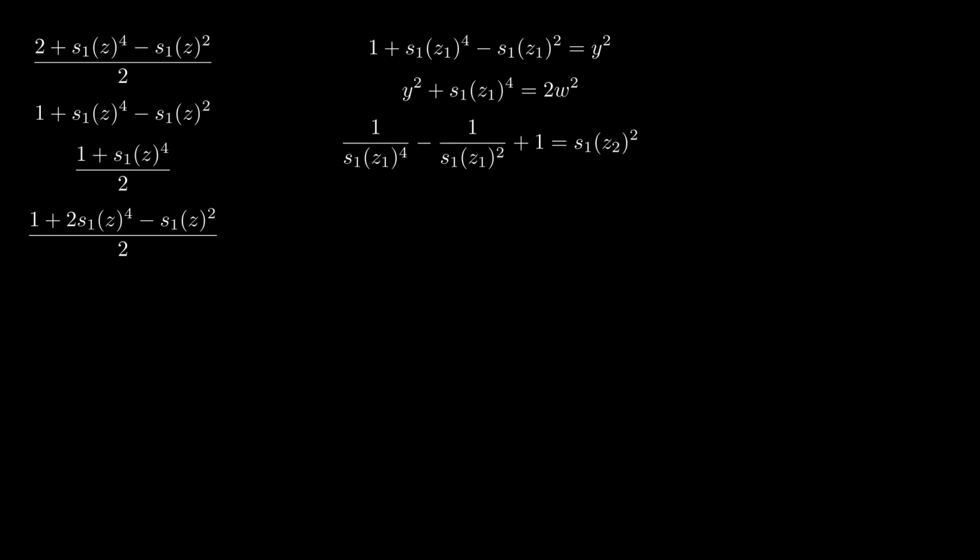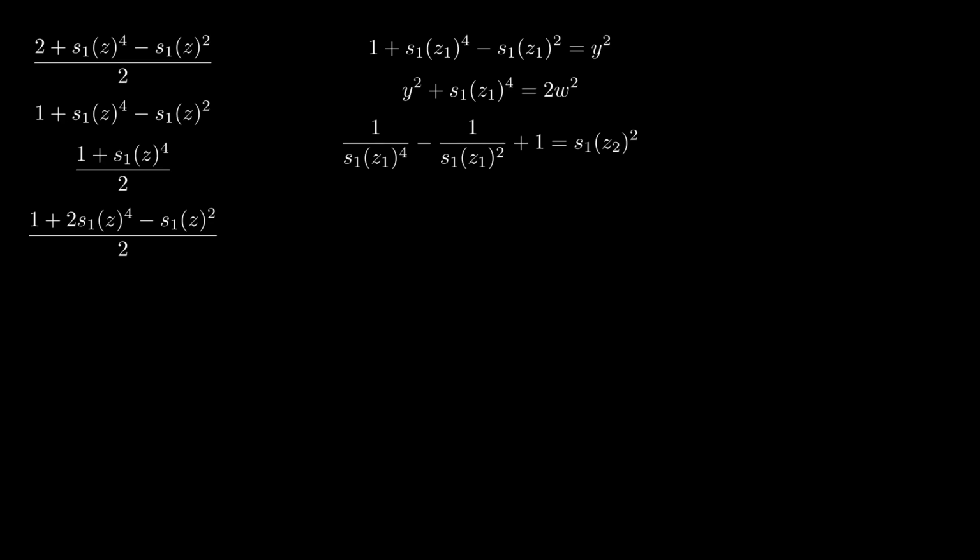Now what we have here is very interesting. On the right hand side, there's an s1 value in terms of one variable, and on the other side, it's defined only in terms of s1 with a different value. It doesn't really matter what each of the s1 values are at this point, or what z1 or z2 should be.